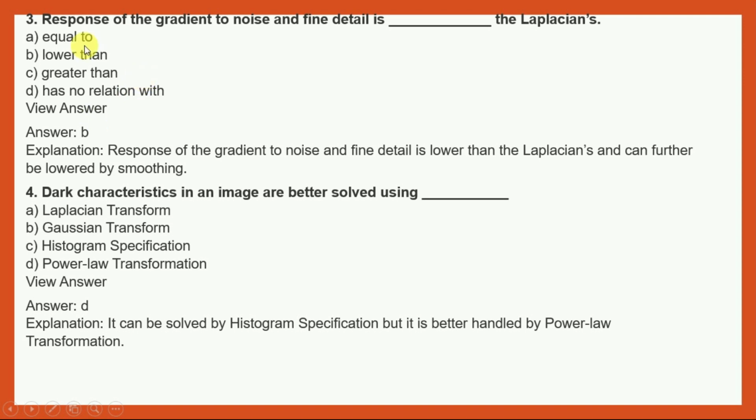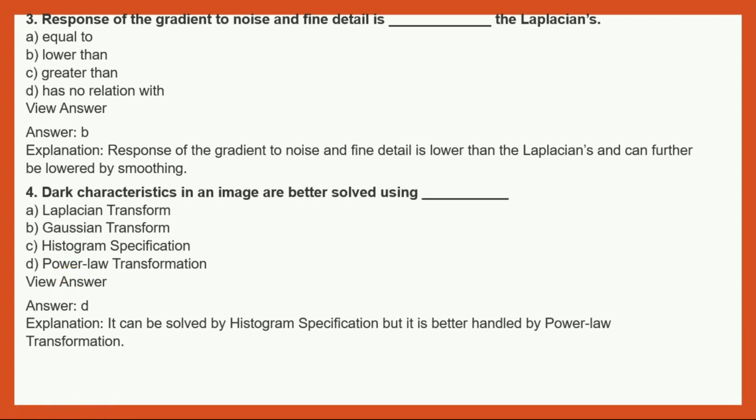If we see the answer with the question, the response of the gradient to noise and fine detail is lower than the Laplacian. And the next question is, dark characteristics in an image are better solved using. The answer to this question is option D, that is power law transformation.